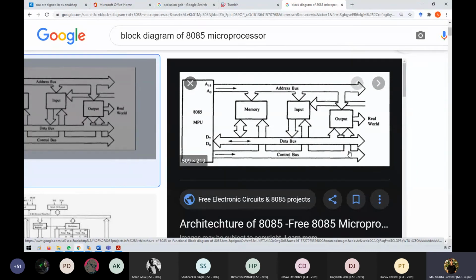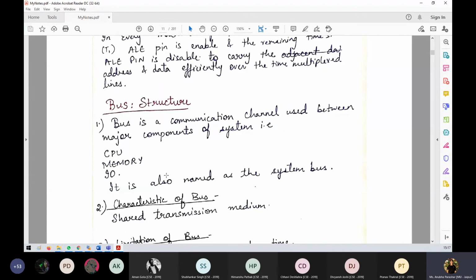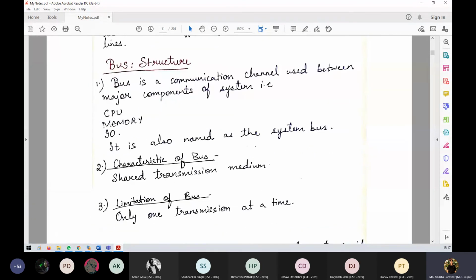Whenever we talk about bus, these are the buses: data bus, control bus, and address bus. Bus means which is carrying the data. It could be data in the form of an address, or actual data with which we wish to do addition, subtraction, or any processing. And the control bus controls either the data or the address. So this is the bus structure we are talking about. It could be CPU, memory, or IO.